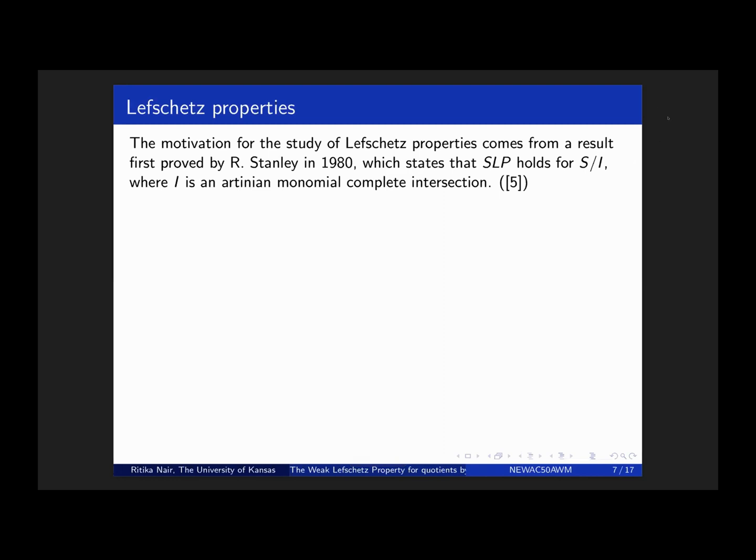Now, how did the motivation come about? The motivation actually came from Stanley's work in 1980, which was basically trying to prove that the strong Lefschetz property holds for a certain kind of quotients, namely the quotients obtained from Artinian monomial complete intersections. So basically, we are taking some I of the form x1 to the power a1 ... xn to the power an. Just powers of the variables. And then when we take this quotient, Stanley had proved that the strong Lefschetz property will hold for this.